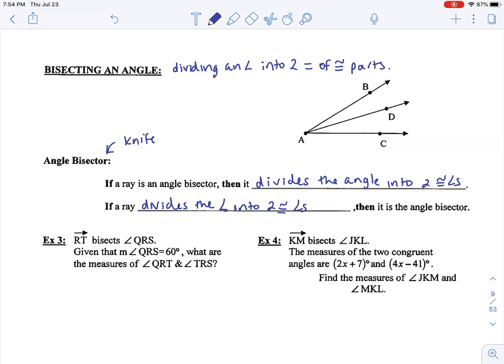So in our picture above, AD is what we would consider the angle bisector. We can see that it divides the angle BAC into two congruent angles. So angle BAD is congruent to angle DAC. And that little arch that I just drew is an indication that the two angles are congruent to each other.